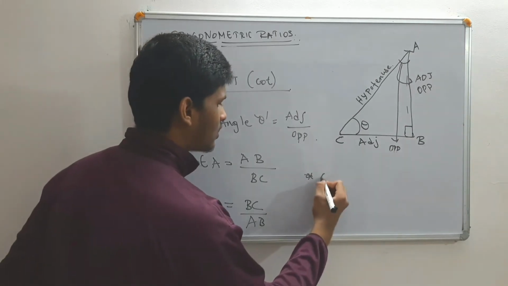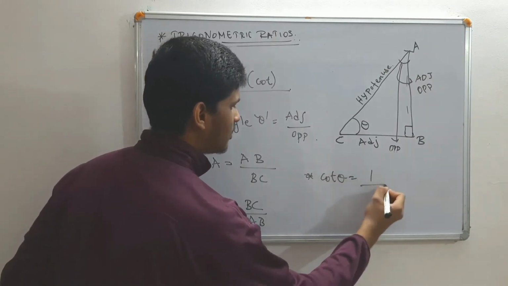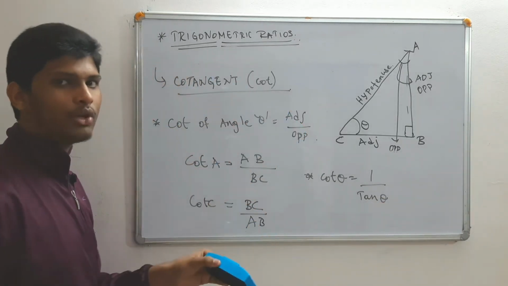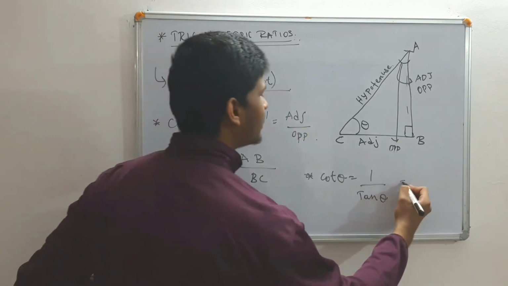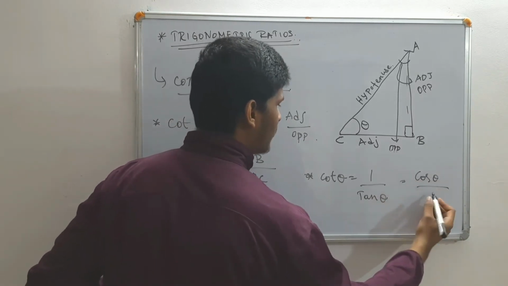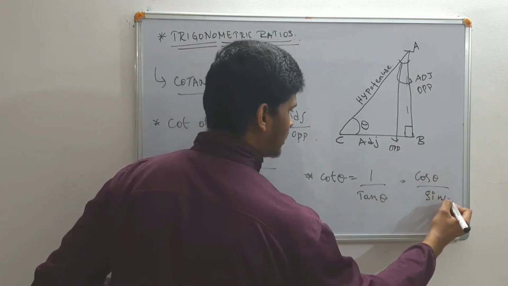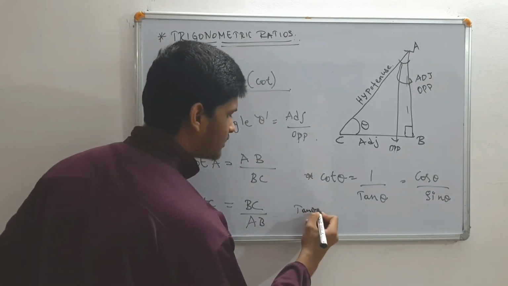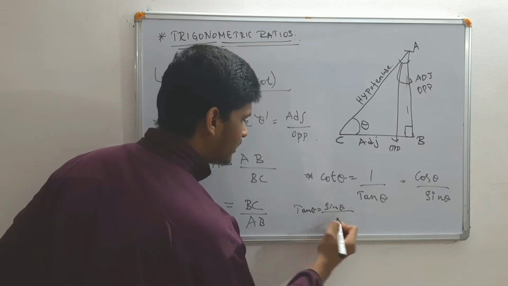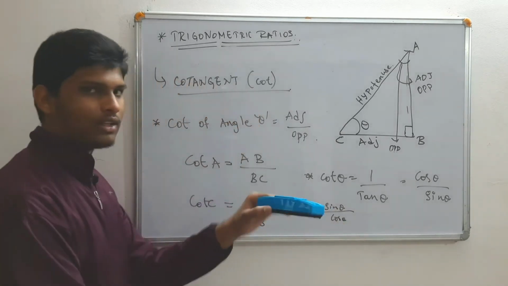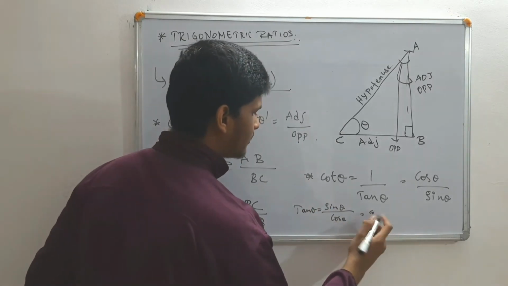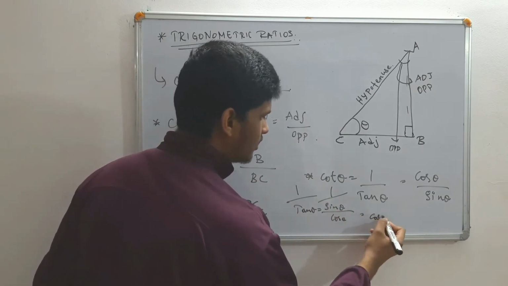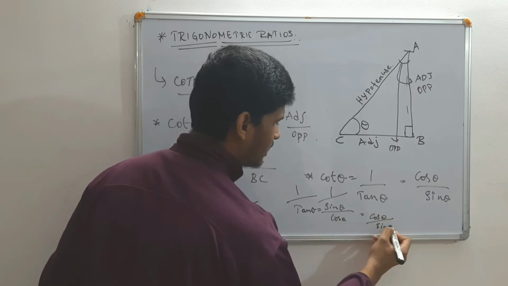And we know that cot theta is the reciprocal of tan theta, and tan theta is sin theta divided by cos theta. Taking that reciprocal, this will become cos theta by sin theta. Understood? If tan theta is sin theta divided by cos theta, then taking the reciprocal, we get cos theta by sin theta.